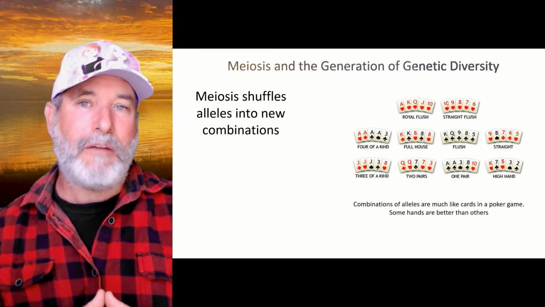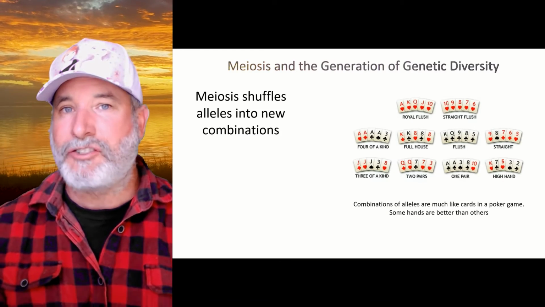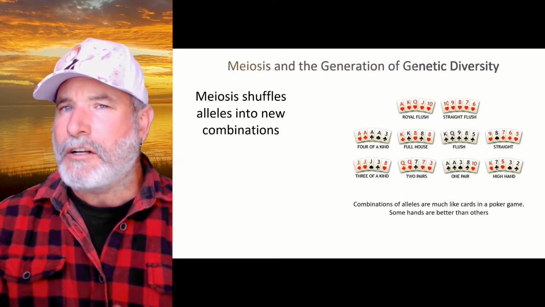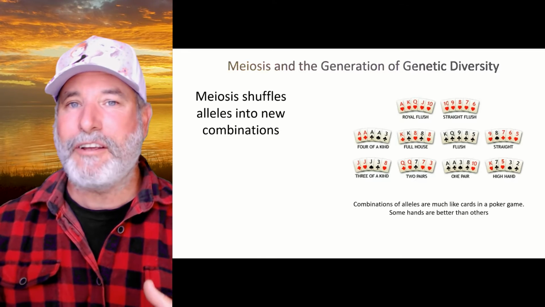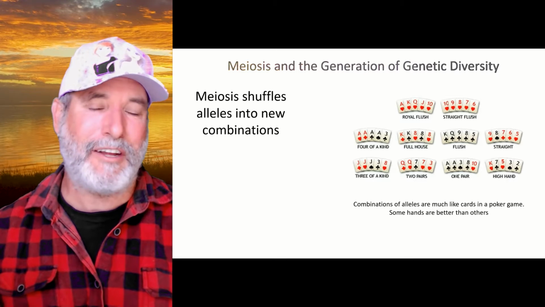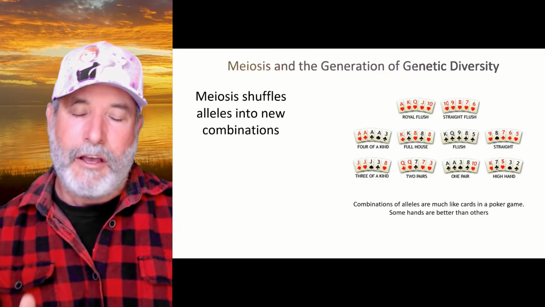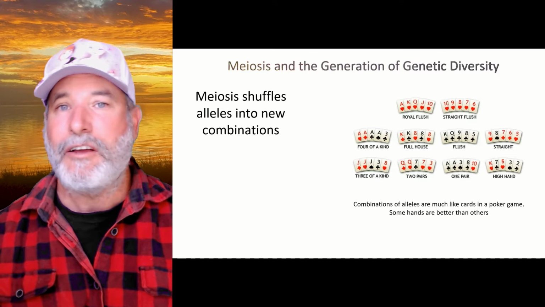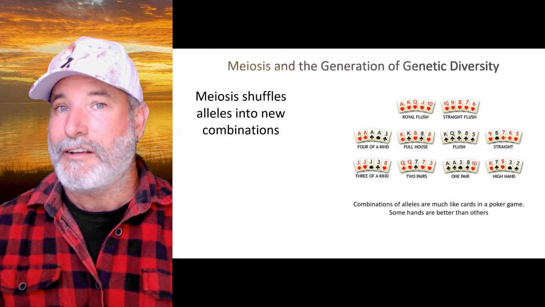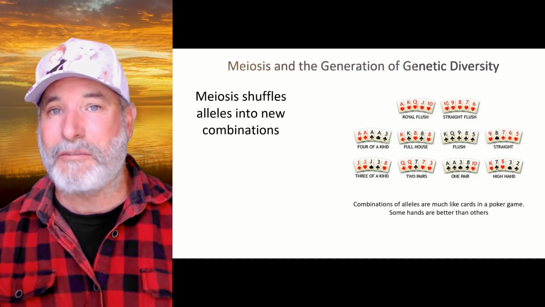Now, when we talk about sexual reproduction, it generates genetic diversity, not by creating new alleles, but by shuffling the alleles around into new combinations. Think about playing cards. You've got 52 cards in the deck. And every time you play a new hand, you get new cards. So your cards are like your alleles, right? You're just shuffling them around.